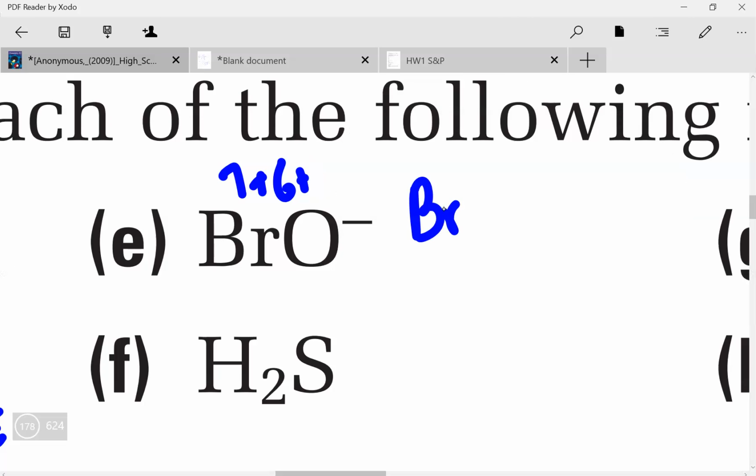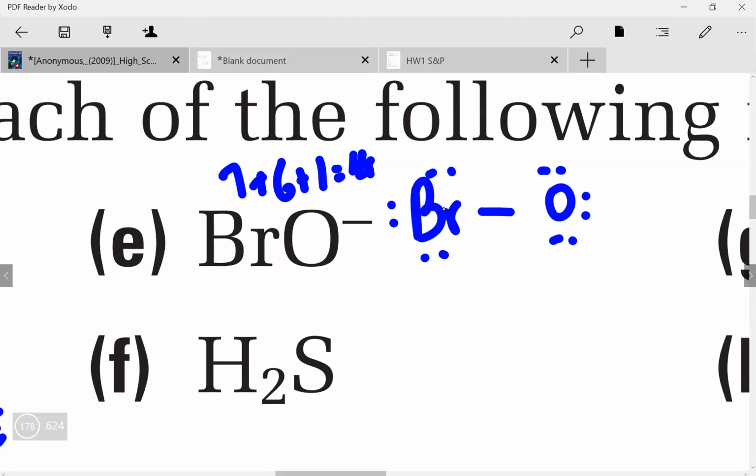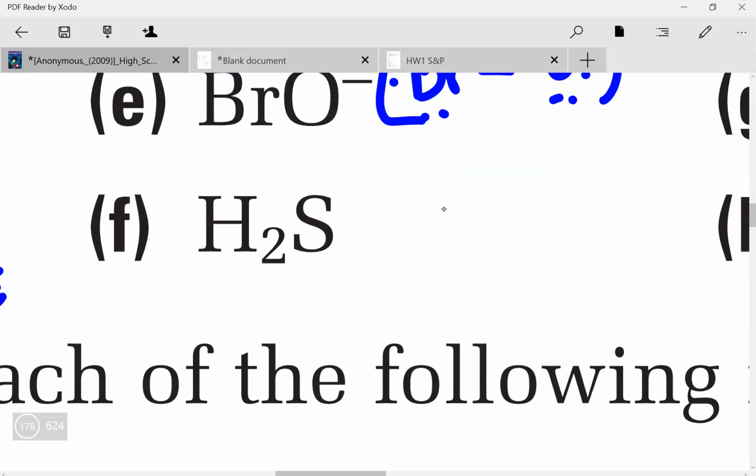We have to remove the double bond on oxygen. Remove a lone pair on oxygen and make a double bond, but that will give bromine -1 and oxygen 0, and the oxygen is more likely to take the -1 because it's more electronegative than bromine. So this would be a correct structure for this with the negative charge.